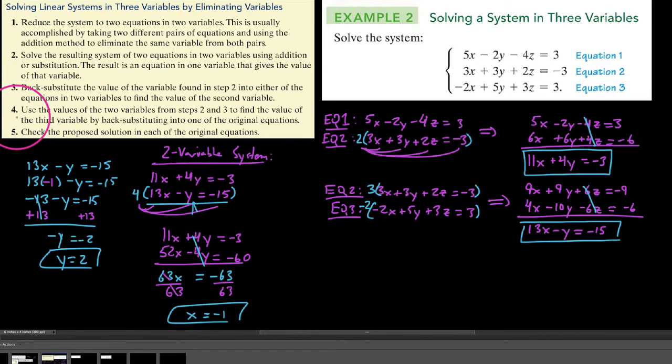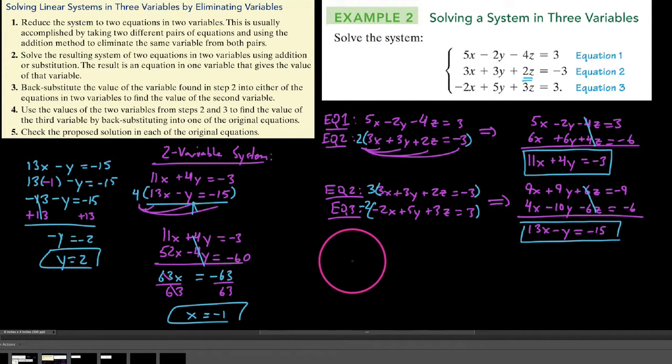And so for number 4 here, it says use the values of the two variables from steps 2 and 3, that we've just done here, to find the value of the third variable by back substituting into the original equation. So any of these equations here, since x and y are going to be the same in any of them, we could plug it back into any of these equations we choose. And so since what we're looking for now essentially is z, I see that this one has the smallest positive coefficient. So maybe I'll use this second equation right here.